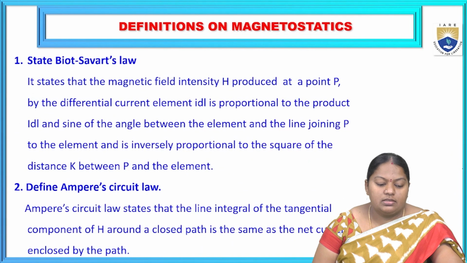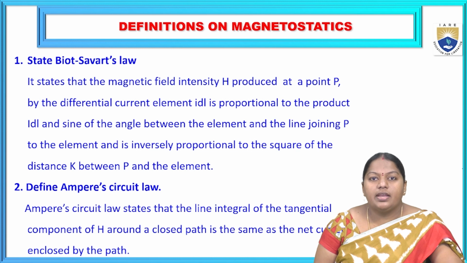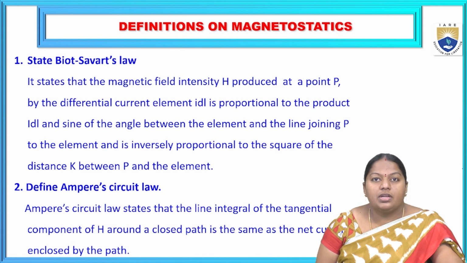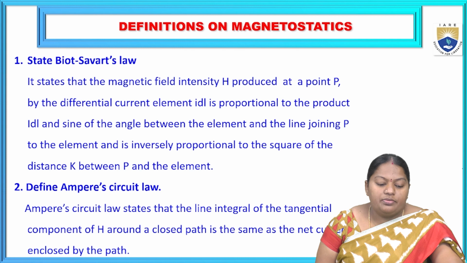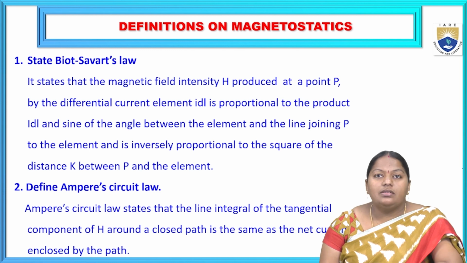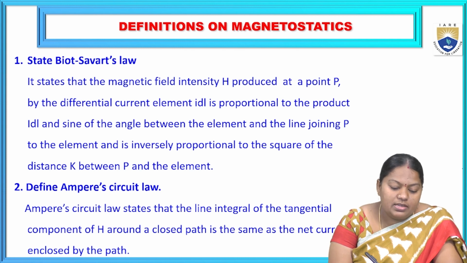So, first, there are two major governing laws in magnetostatics: one is Biot-Savart's law and the next one is called Ampere's circuit law. So, first, Biot-Savart's law. The first question is given here.